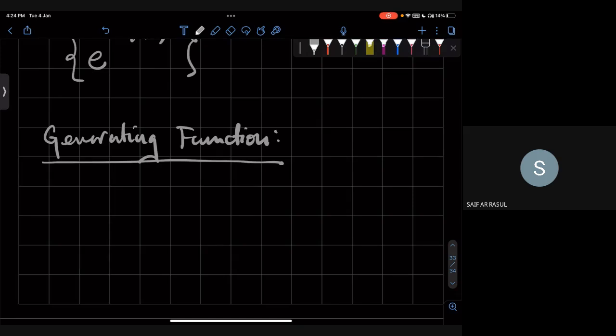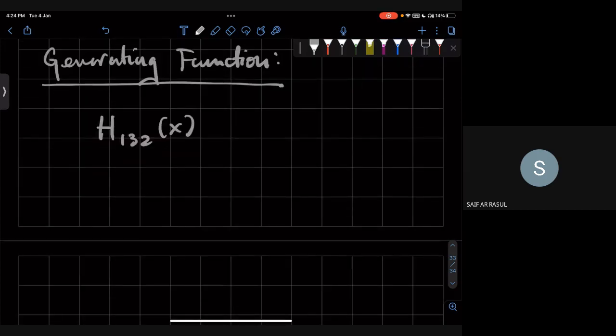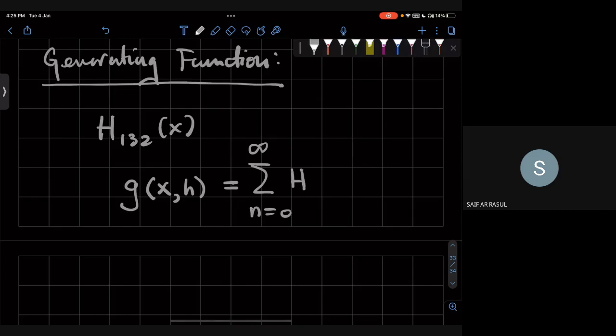Now I wanted to tell you about the generating function. If I ask you, can you give me Hermite number, say 132, of x? Then there is a function of x as well as an auxiliary variable h, defined as the sum from n equals 0 to infinity, where the coefficients are the nth Hermite polynomial, times h to the power n divided by factorial of n.